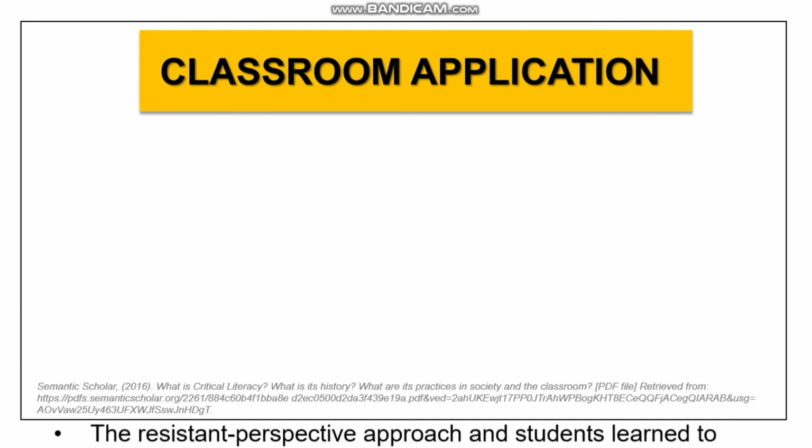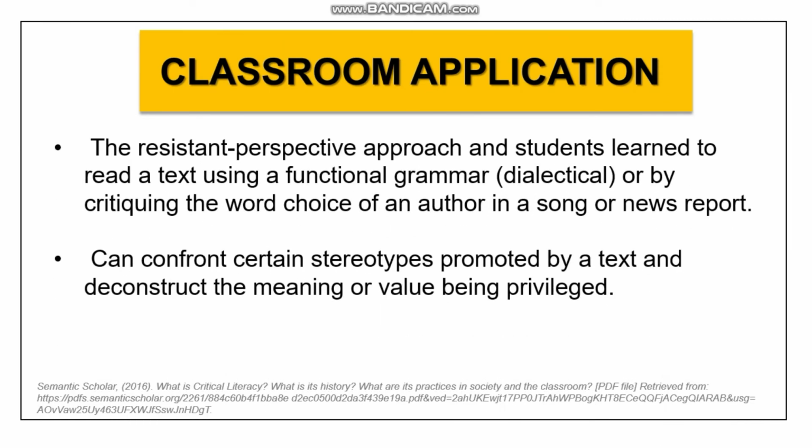In classroom application, with the resistant perspective approach, students learn to read a text using functional grammar, dialectal, or by critiquing the word choice of an author in a song or news report. The use of words or the articulation of the words of the author in a certain literature can also be examined and can confront certain stereotypes promoted by a text and deconstruct the meaning or value being privileged.